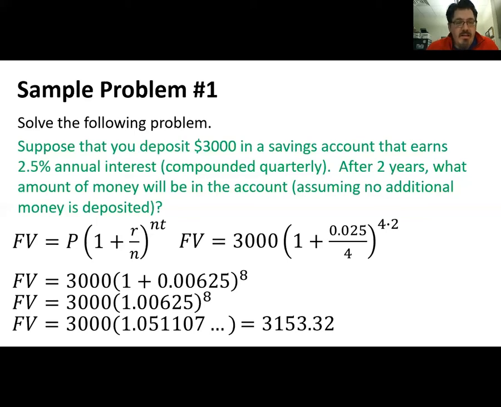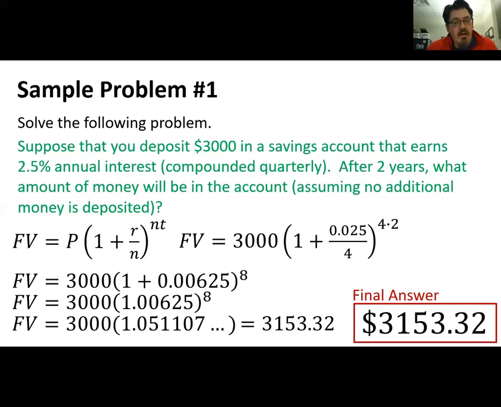And when all is said and done, let's make sure we answer the question: what amount of money will be in the account? It is $3,153.32. All right. So when you look at this answer, essentially what we can conclude is based on the compounding that was happening in this problem, the account earned $153.32 in interest.